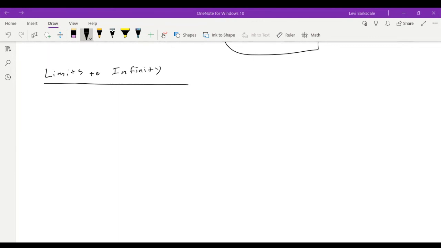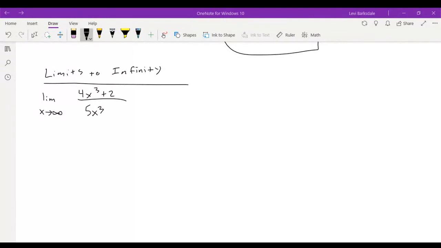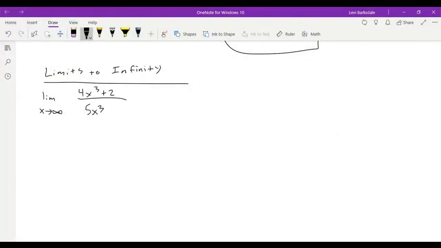Have you been talking about limits to infinity in your class, such as the limit as x approaches infinity of 4x cubed plus 2 over 5x cubed, stuff like this? Class is kind of behind. Yeah, I think that's fairly common in the online situation.